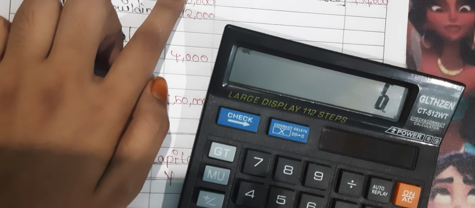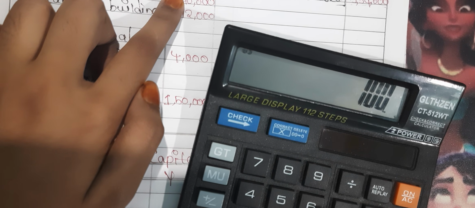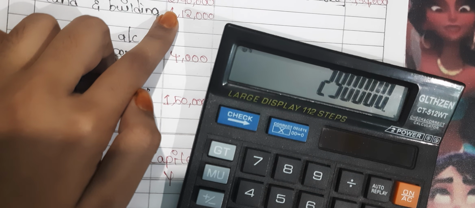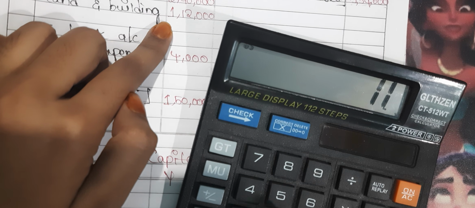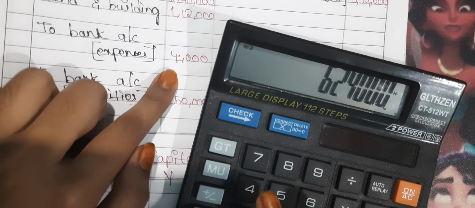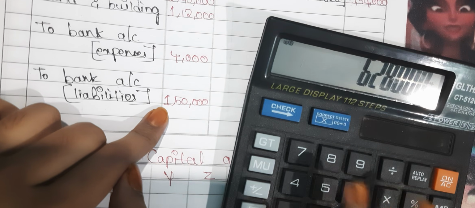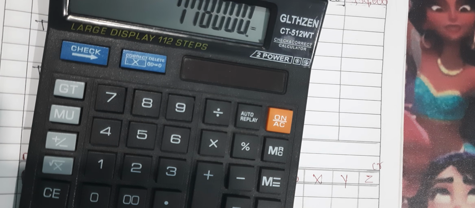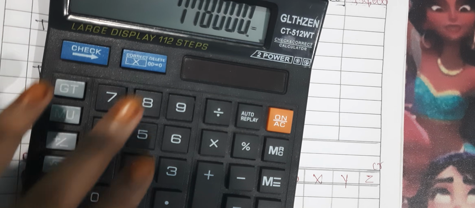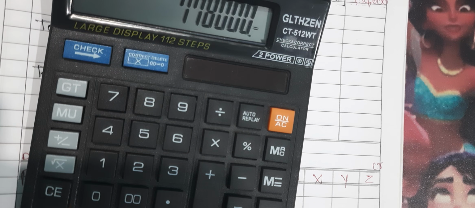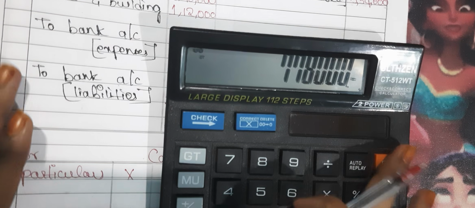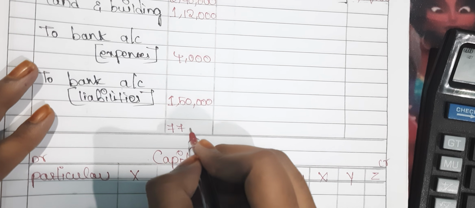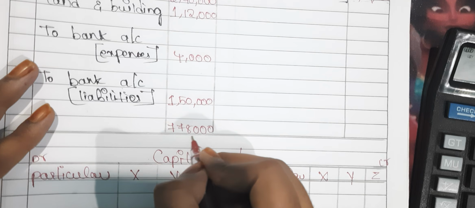1,52,000 plus 60,000 plus 10,000, 2,90,000, 1,12,000, 4,000, 1,50,000. How much is the amount? See in the calculator, and also you do with me, whatever I am doing. It is 7,78,000.